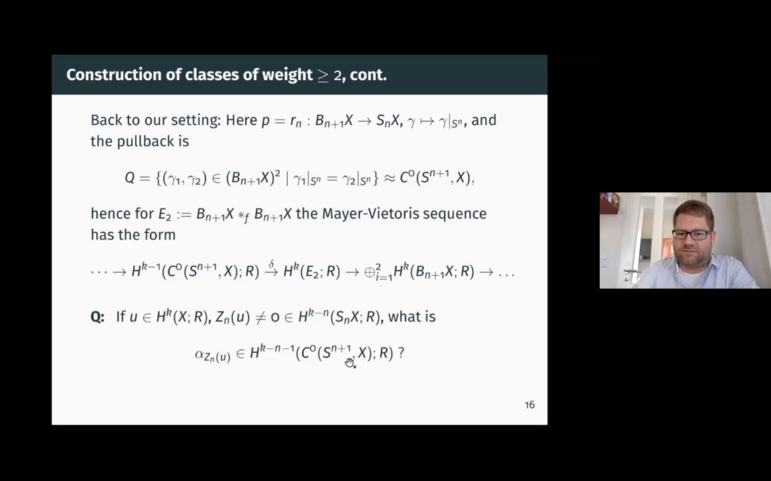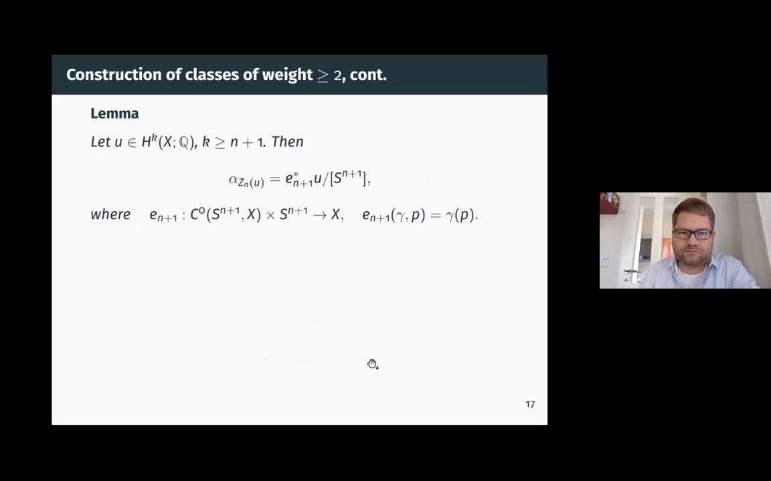And it turns out that this can be explicitly determined. Namely, we can compute in this case that if we have a class which is in degree k, which is at least n plus 1, then this class alpha with respect to this constructed class is the pullback of the evaluation modulo sphere as well, but this time one dimension higher. So here we have the evaluation which takes n+1 spheres in X and evaluates them on each point in S^(n+1). So the difference is that now the dimension is one higher. And of course, here we take all continuous maps, not only the null-homotopic ones. So this is then the class that we really need.